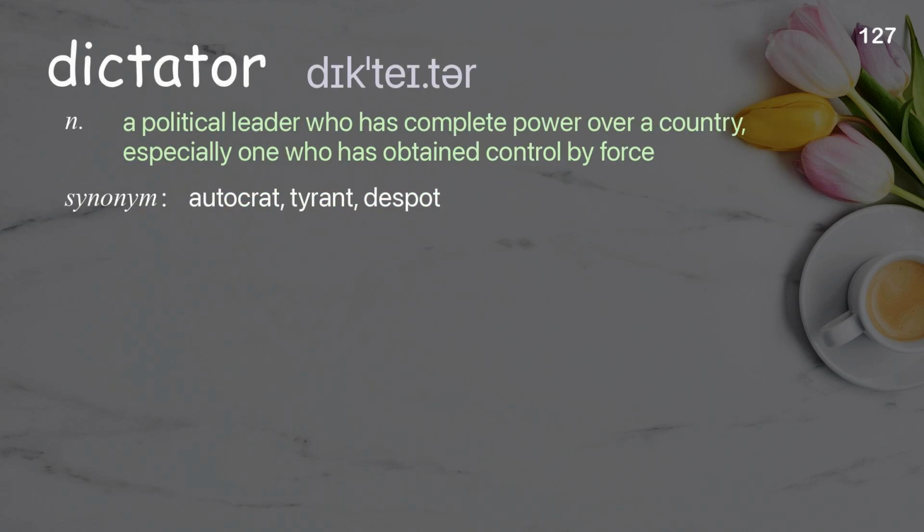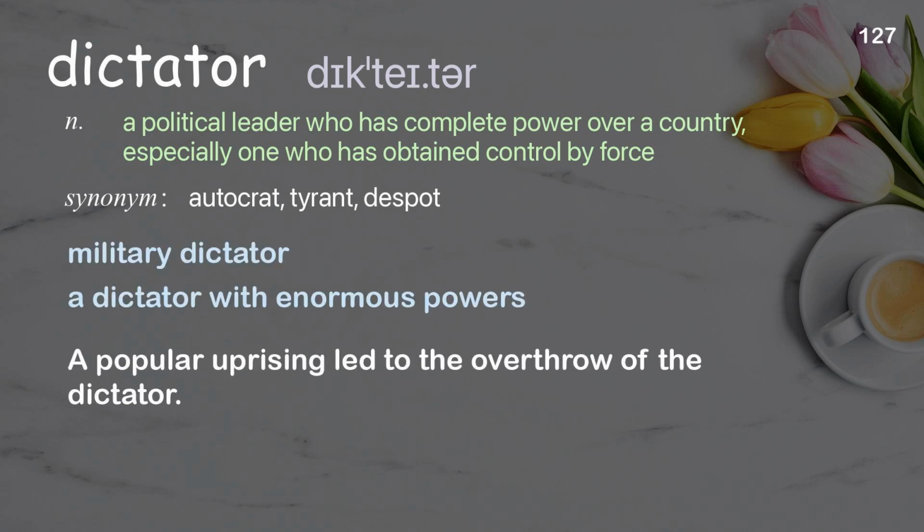Dictator. A political leader who has complete power over a country, especially one who has obtained control by force. Examples: Military dictator. A dictator with enormous powers. A popular uprising led to the overthrow of the dictator.